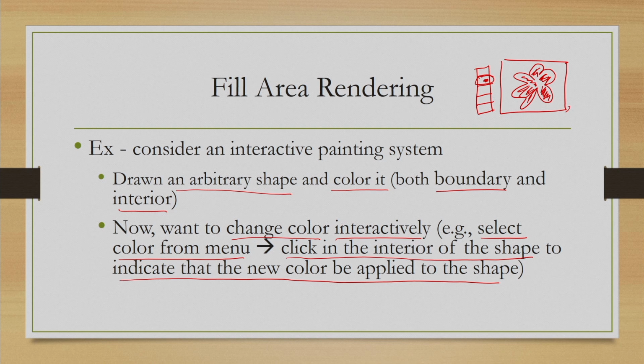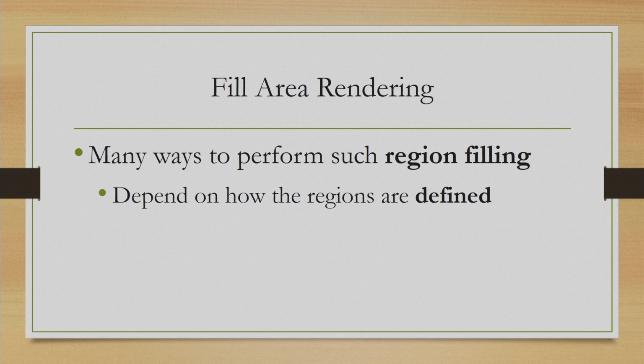And here, as you can see, we are concerned about coloring a region rather than only the boundary, unlike what we did when we were trying to determine pixels as well as their colors for lines or circle boundaries. The question is how we can perform such coloring or region filling. Now, that depends on how the regions are defined. There can be different ways to define a region, and depending on that definition, we can have region filling approaches.